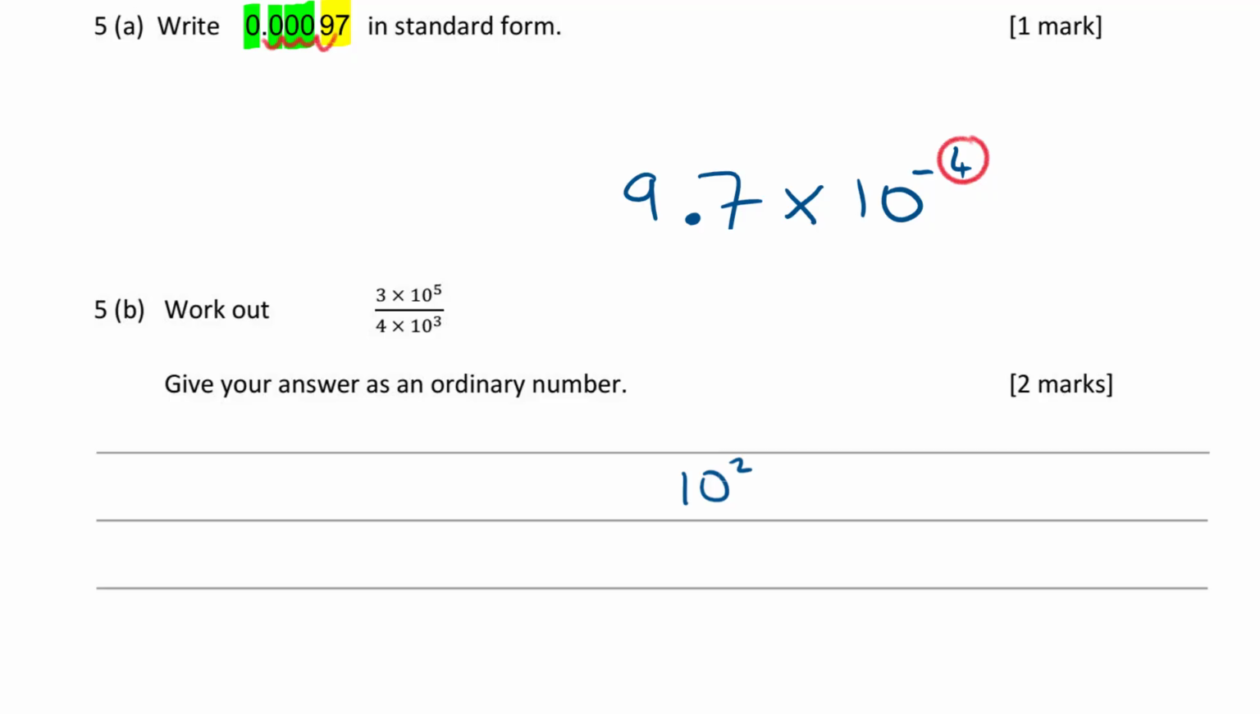And then 3 divided by 4, that's 3/4, and that's 0.75. So that's 0.75 times 10 to the 2. So that's 0.75 times 100 then, isn't it? 0.75 times 100, so that is 75. I think it's 75.